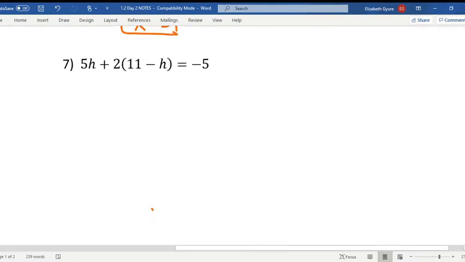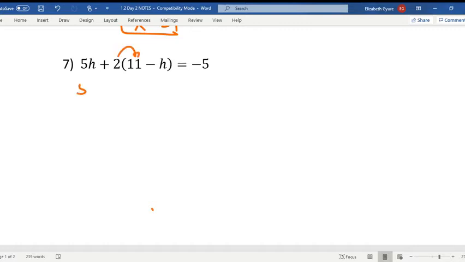All right, so number 7, last one of these, and then we'll take a little break. So we got 5h plus 2, and then times 11 minus h, and then equals negative 5. So what should we do first, Alex, before we can do our 2-column method? We're going to distribute the 2, right? Okay, so let's do that.